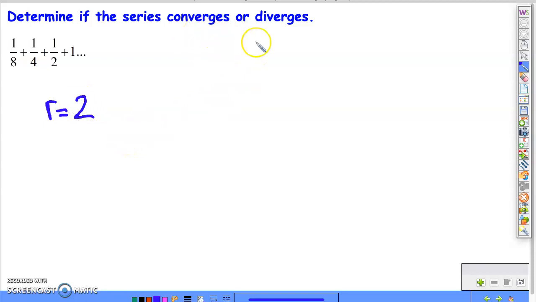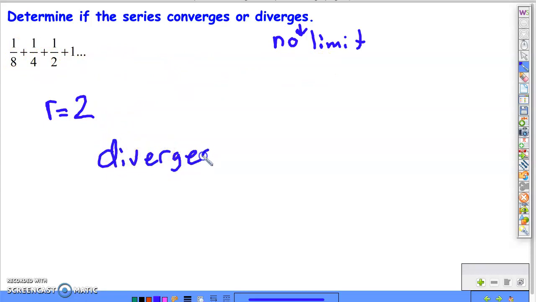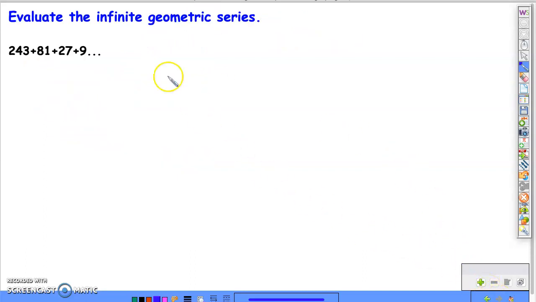So again, the difference between converges and diverges. Diverges has no limit, which means you can't calculate an infinite sum. And since these numbers keep getting bigger and bigger, it's going to have no limit. This one diverges. If your r is less than 1, then it would be said to converge or have a limit. So this is an example of one that actually converges.